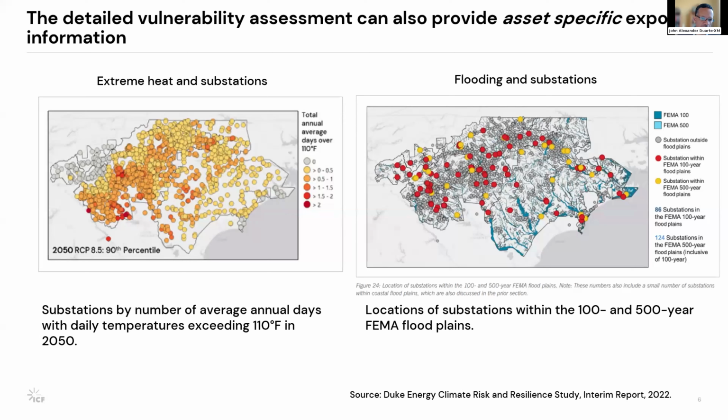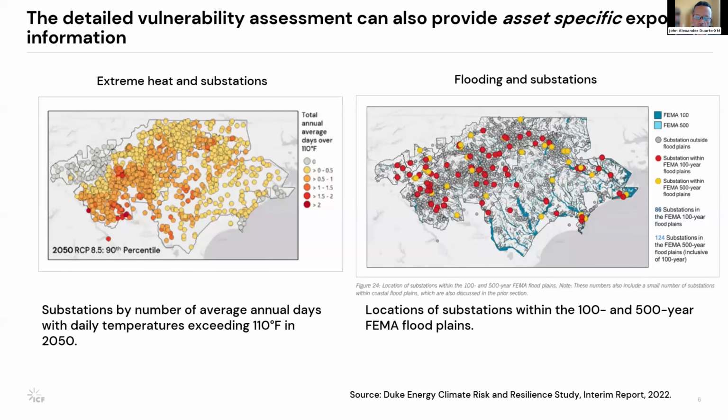So as an example, on the left here, we see extreme heat in substations. Each dot is an individual substation. This is out of the Duke climate risk and resilience study that my company ICF produced for Duke Energy. And so this is at the individual substation level, and it's showing substations color-coded by the annual number of days with daily temperatures exceeding 110 degrees Fahrenheit in the year 2050.